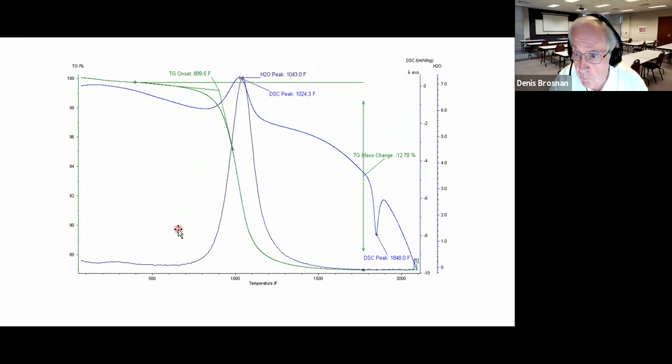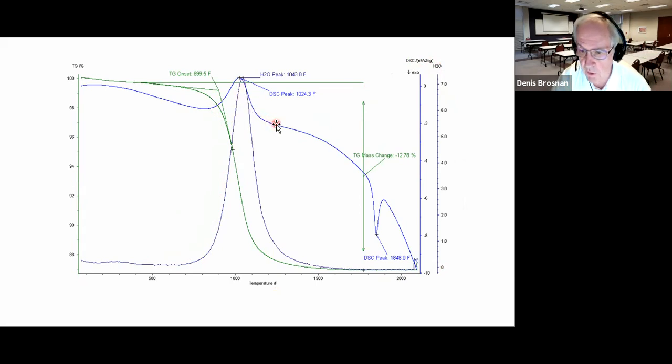Now, the evolved gas analysis shows us that water is evolved right here. So here's the water scale here. It's a relative scale. So we have a weight loss reaction. The weight loss comes from evolution of water, and it's an endothermic reaction. Endothermic reactions usually mean that a decomposition has taken place.